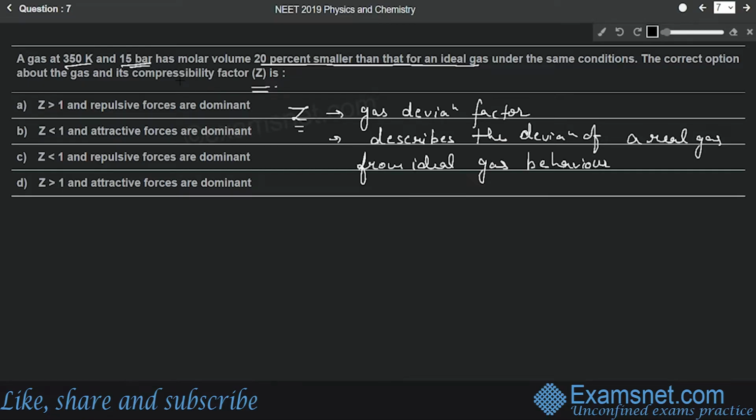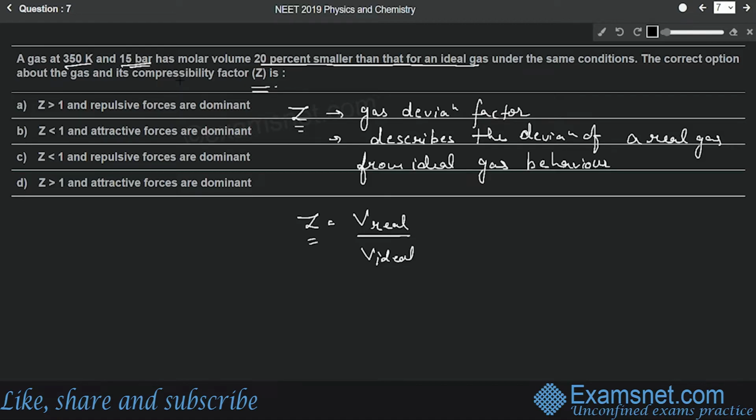And how do we find the compressibility factor? It is given as the ratio of the actual volume of the gas, that means real volume, and the volume predicted by the ideal gas law at a given temperature and pressure. That means real volume by ideal volume. And the value of the compressibility factor gives us the nature of the gas molecules.